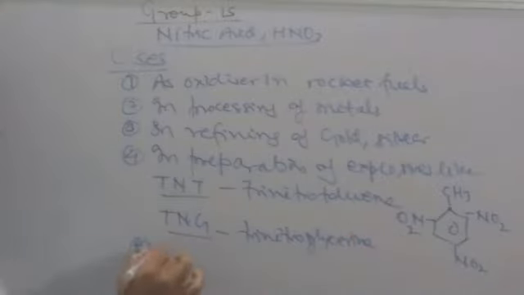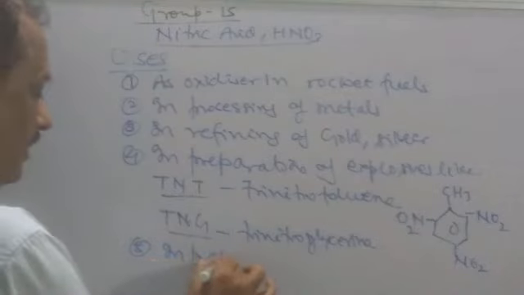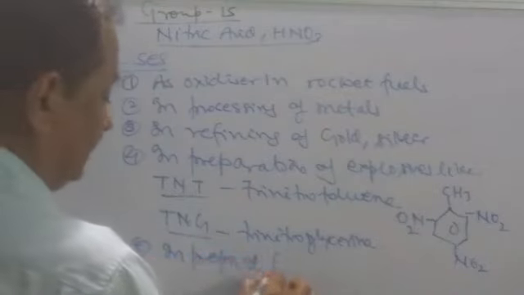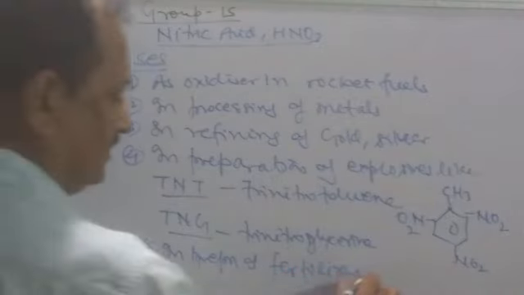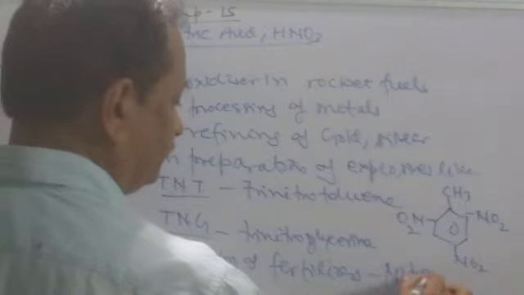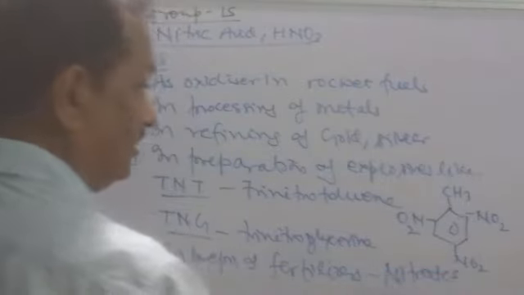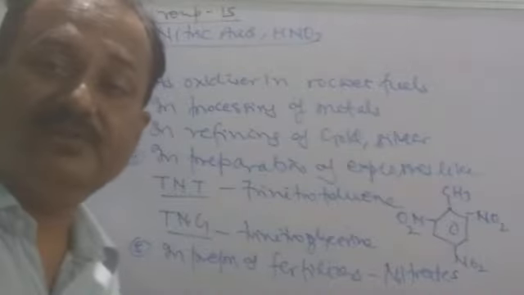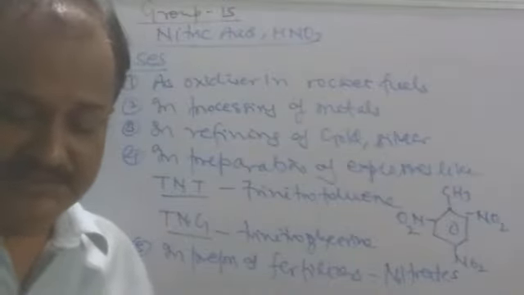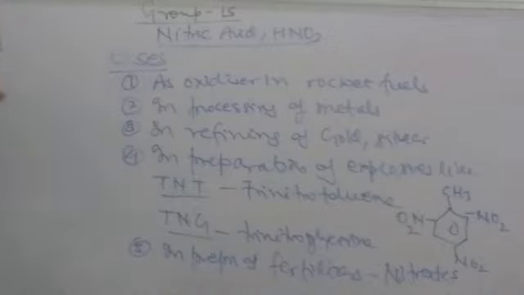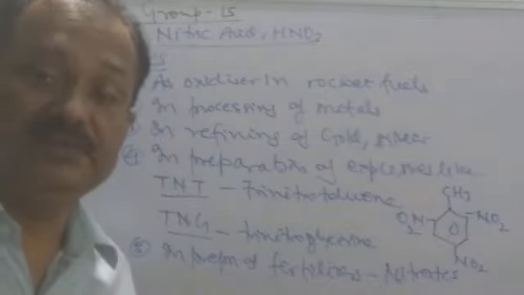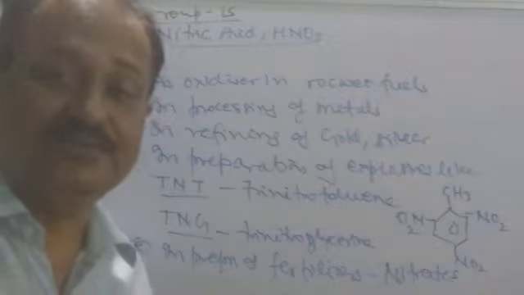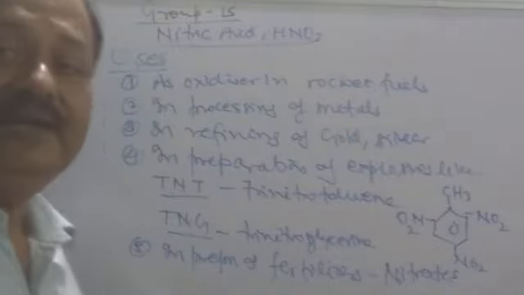Then in preparation of fertilizers, nitrates, rather nitrate fertilizers, all the nitrates are a source of nitrogen. And so this is a very important point. There are different points, like etching of glass. You might have seen the written work is done using it. So etching of glass is also there. So this is all about nitric acid.